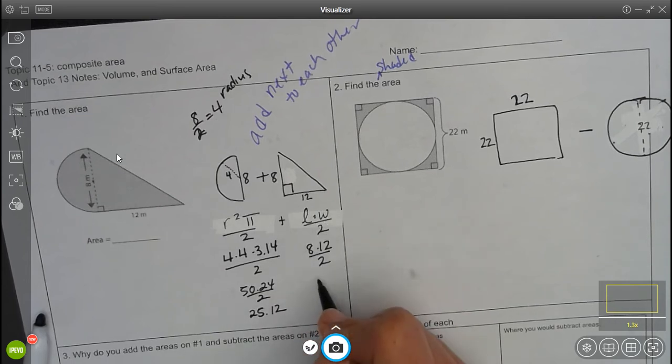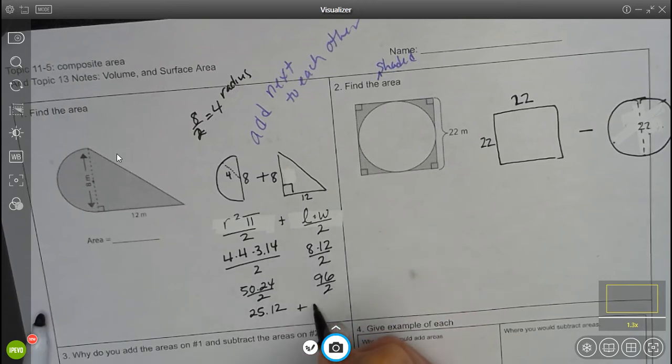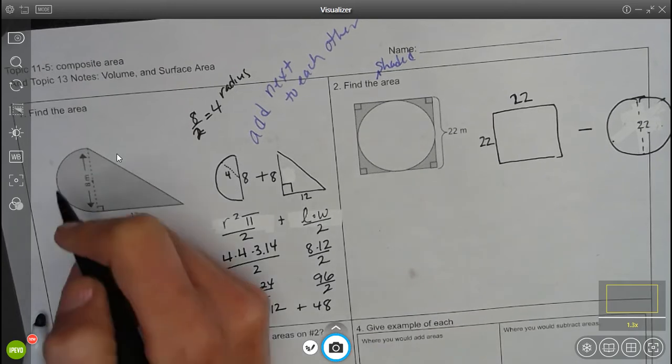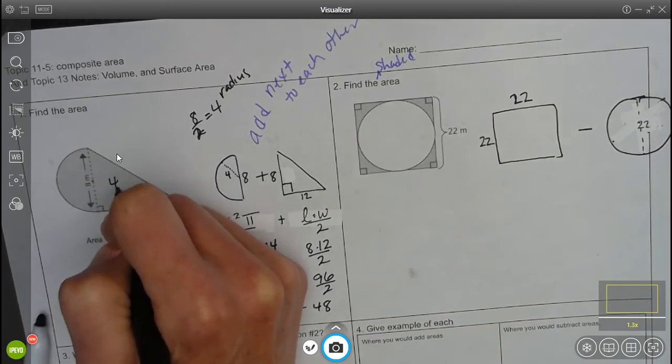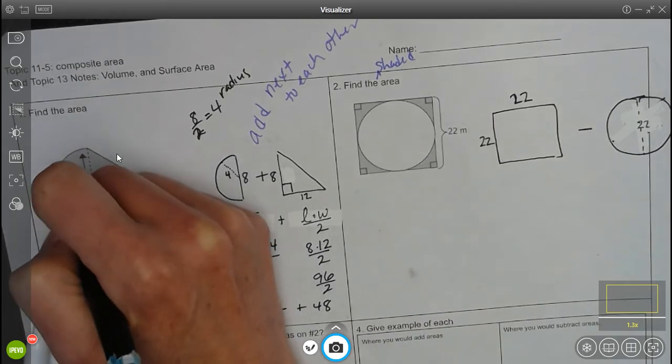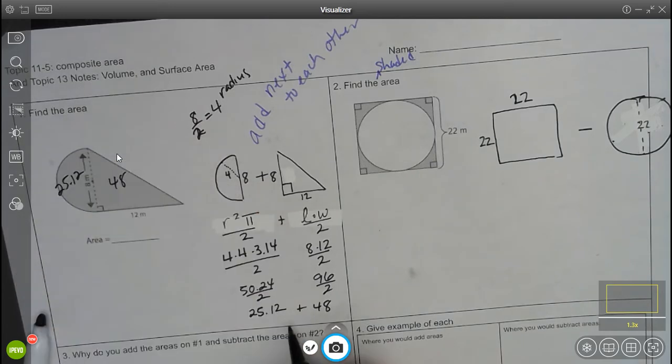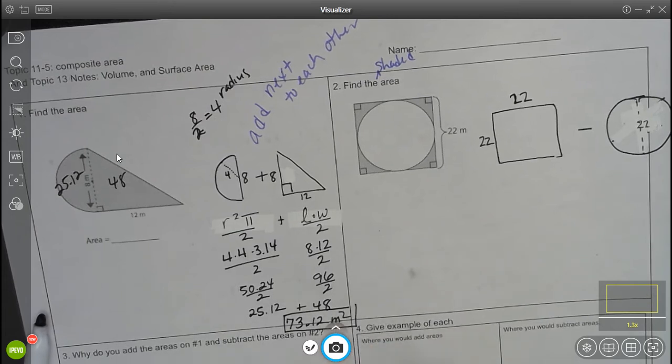So this would be half of 96. 9 times 12 is 96. Cut it in half and we get 48. So the area of this part is 48. The area of this part is 25 and 12 hundredths. So my total area would be 73 and 12 hundredths meters squared because I'm talking about area.